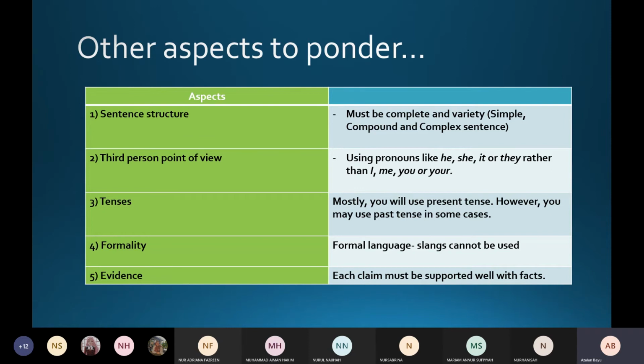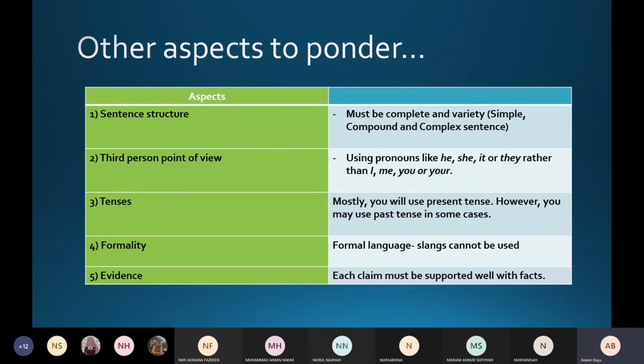Can anyone give a slang example? I'm not very sure. Slang is informal language. Like an example? TTYL, talk to you later. Something like that. So slang, or street language that you understand.